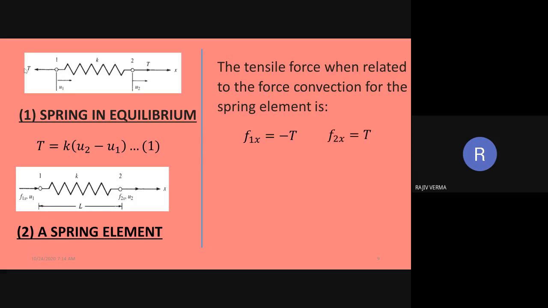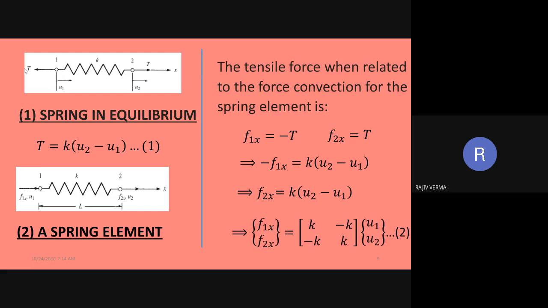The other relationship between force and tension is at node number 2. That is F2x is equal to T. And then we substitute the value of tension in these two equations and arrange these two equations in matrix form, which gives us equation number 2, which really is the stiffness matrix involved.